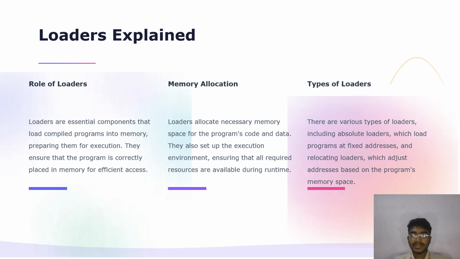Next, loaders. Once the machine code is generated, it has to be loaded into memory before execution. The tool that does this is called a loader. A loader allocates memory for program code and data, sets up the execution environment, and transfers control to the program so it can run. Without a loader, an executable program cannot run.